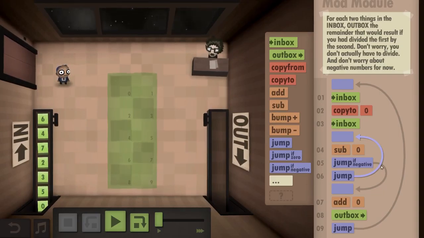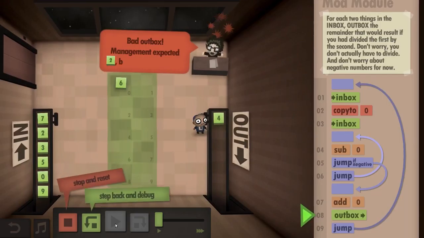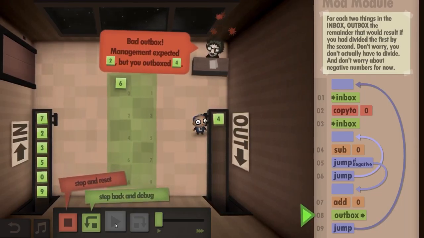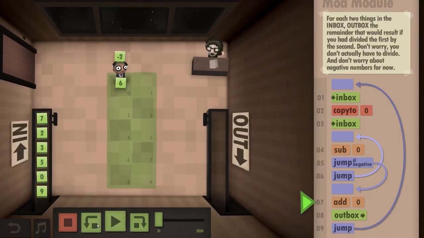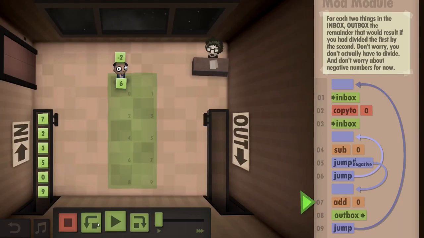I don't think this is right. Go back to the top. If it's not, wrong command. If it's not, go back here and do it again. Oops, go back here and do it again. I don't think this is gonna work.